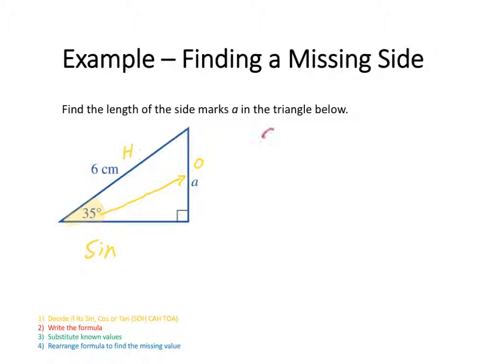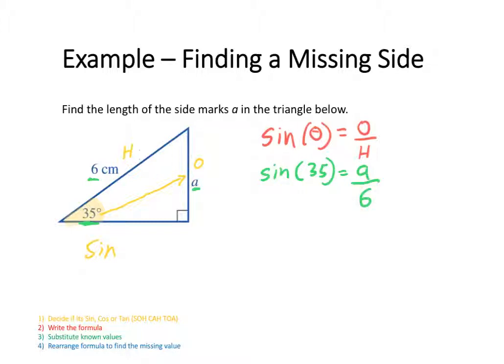So the next step is to write the formula for sine. So sine of the angle is equal to opposite over hypotenuse. Now the next step is going to be to substitute in the known values. So I know the value of the angle and the value of the hypotenuse side. So this time when I write the formula, it's going to be sine and the value of my angle is 35, is equal to, now I don't know the opposite side, but it is labeled A. So I'm going to use A over the hypotenuse side being 6.